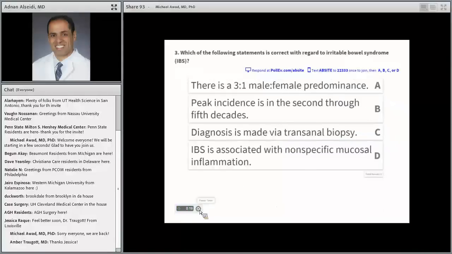The next question is, which of the following statements is correct with regards to irritable bowel syndrome? A favorite question here. A is there is a 3-to-1 male to female predominance. B is peak incidence is in the 2nd through 5th decade. C is diagnosis is made via transanal biopsy. D is IBS is associated with non-specific mucosal inflammation.